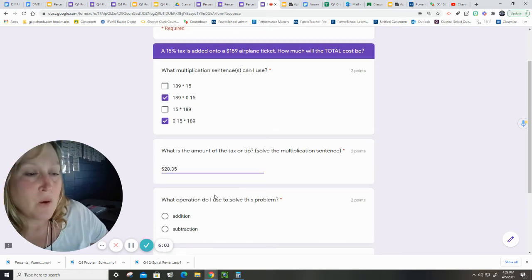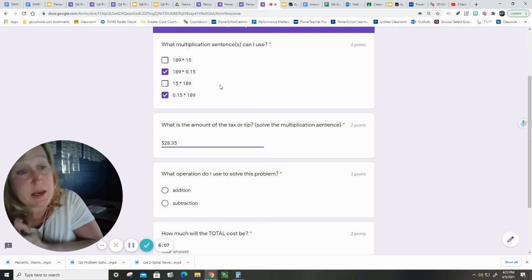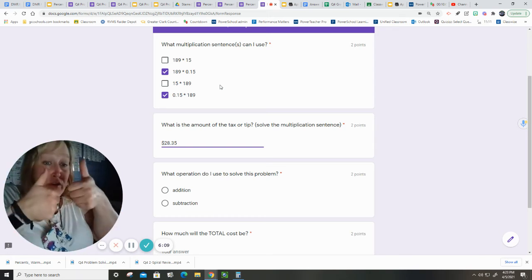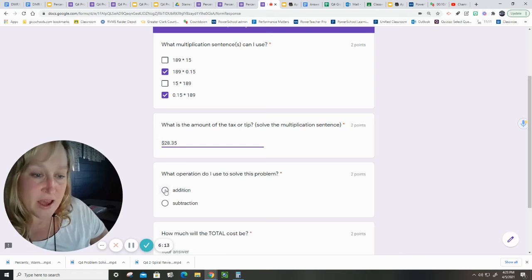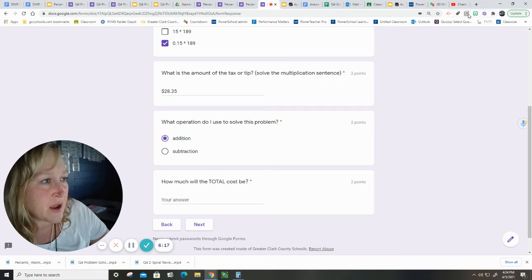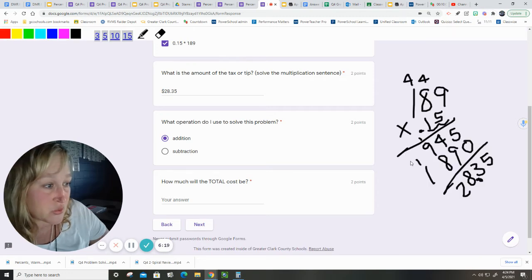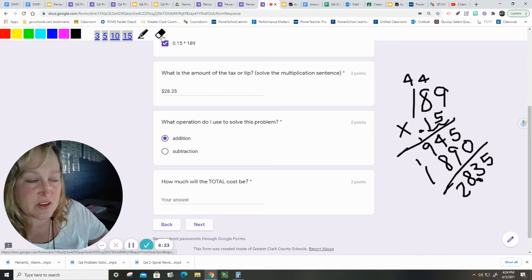Okay. What operation do I use? I'm putting that because I want to make sure that you think tip and tax increase. So you have to add, okay? Tip and tax increase. So I have to add. Now we have to actually do the math part. So it's $28.35 plus the airplane ticket. Let's see if I can remember all that.